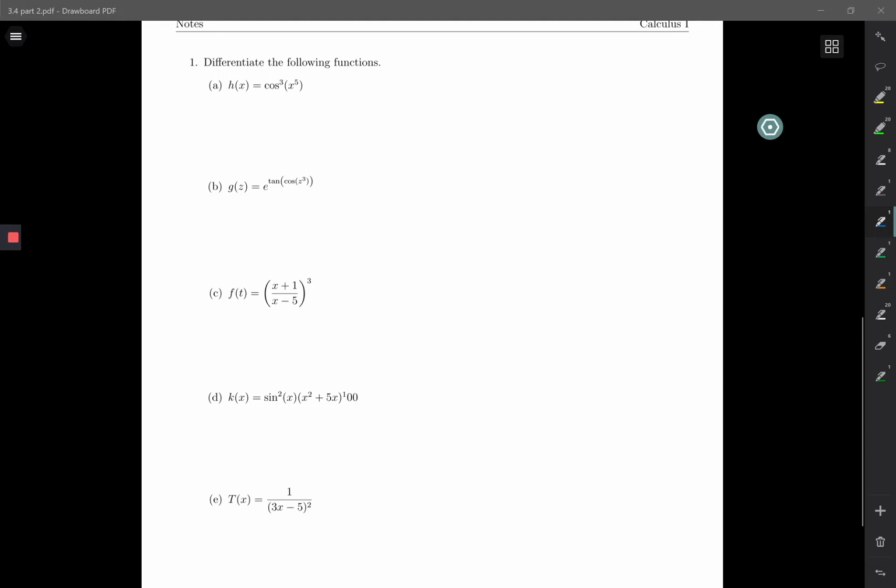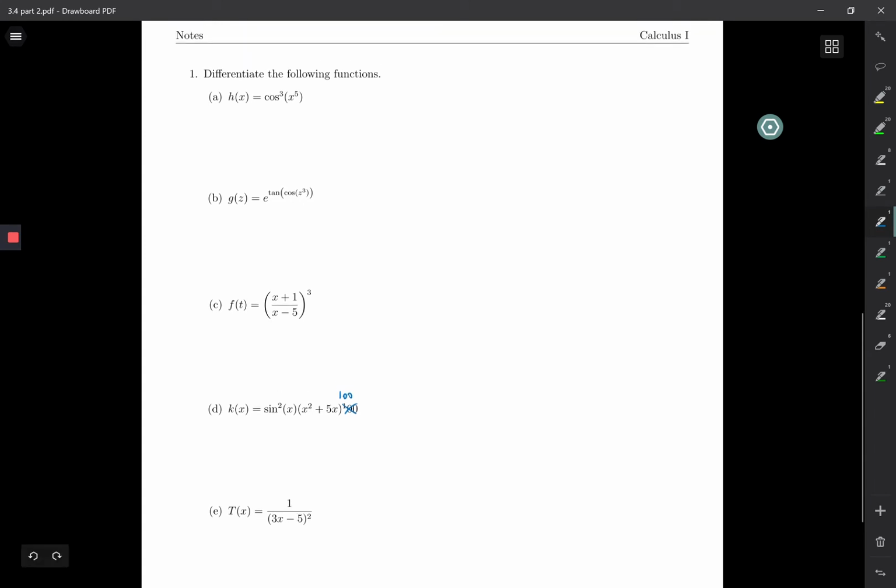Okay, so we're going to do some more examples, especially using compositions of more than just two functions. First, I wanted to point out that there's a typo here. This really should have been, here we go, I'll just cross this out. It should have been this whole thing, x squared plus 5x to the power 100. So I'll fix that on the PDF that I upload, but just so you know.